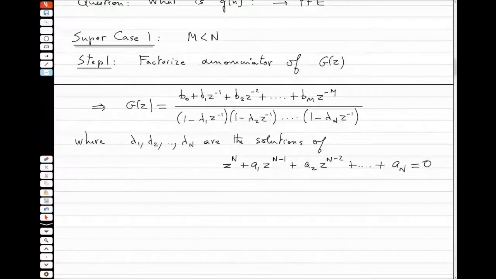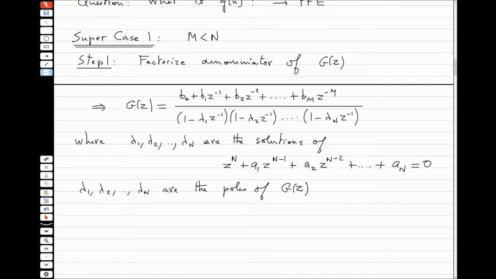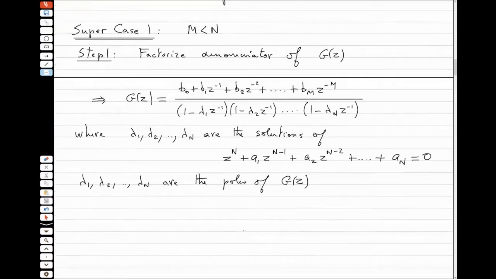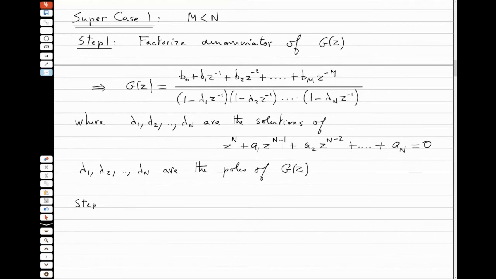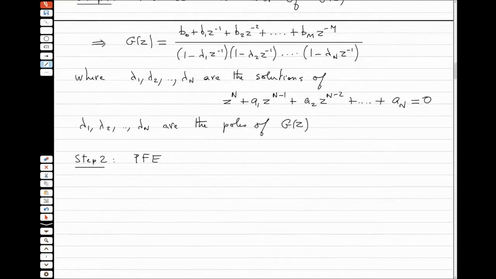All right, so lambda 1 and lambda 2 are the poles of G of z. So that's step 1. But step 2 is to go ahead with the partial fraction expansion. Like in the second degree case, there are several cases. Case 1, the friendly case, when all the poles are distinct.